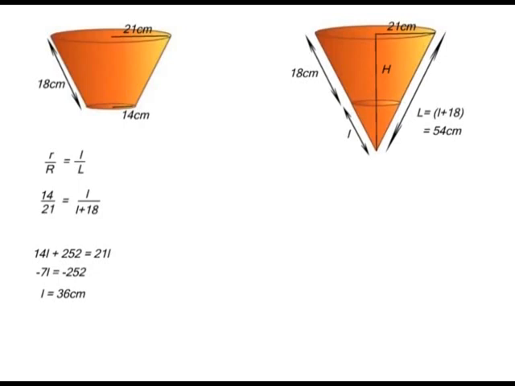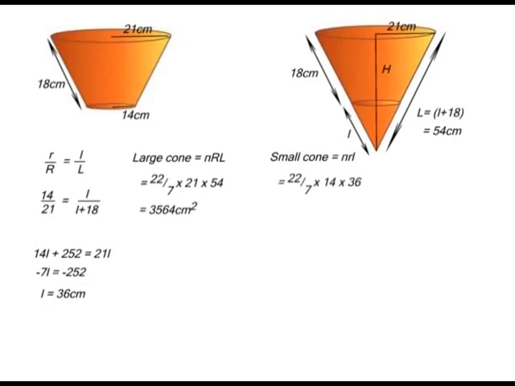The curved surface area of the larger cone is given by pi RL capitals. 22 over 7 times 21 times 54 will give us 3,564 square centimeters. Curved surface area of the smaller cone is pi RL. 22 over 7 times 14 times 36 will give us 1,584 square centimeters. Now the curved surface area of the frustum is the difference between the two. 3,564 minus 1,584 will give us 1,980 square centimeters.